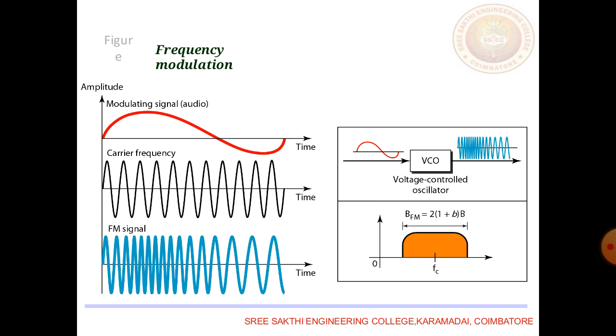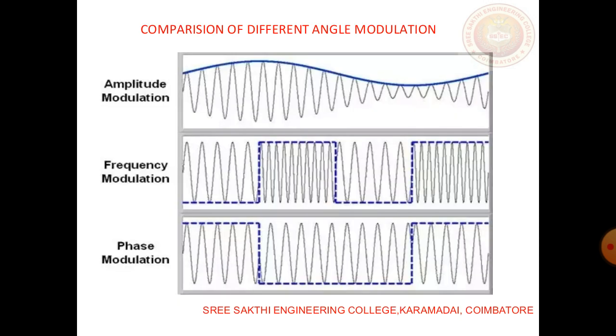See, for the positive part you have a compressed signal and for the negative part you have a decompressed, that is, an expanded signal. The signal is applied to the voltage controlled oscillator, and finally you are getting this FM signal. The bandwidth of the FM signal is 2 into (1 plus beta) into B. So this is your comparison between amplitude modulation, frequency modulation and phase modulation. How these signals are generated is given in this diagram.